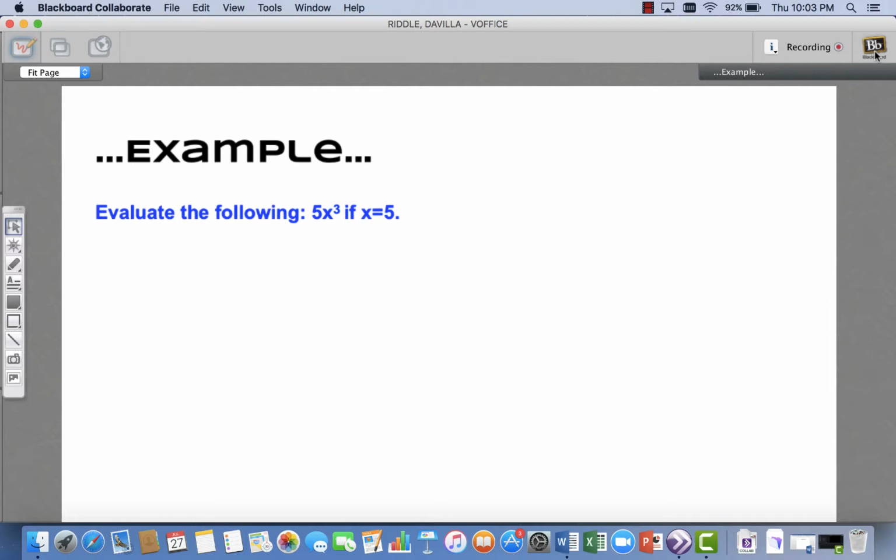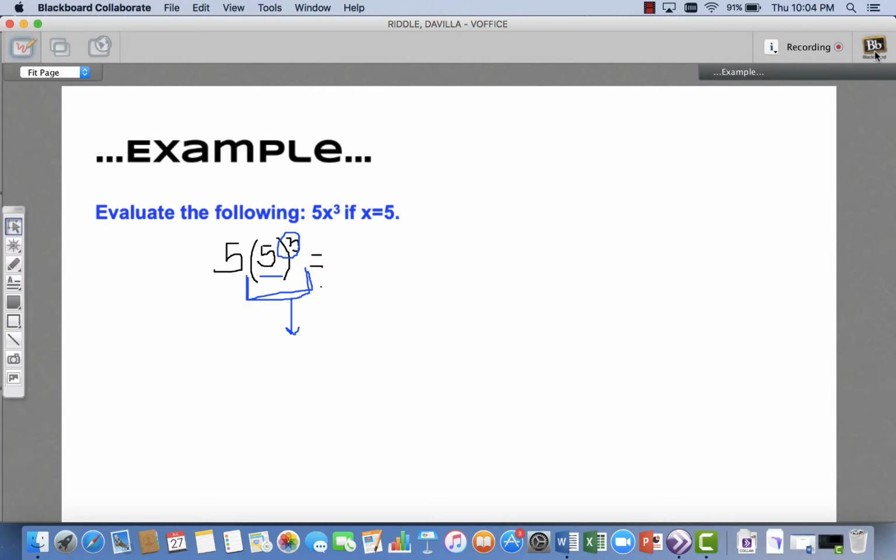So now we have an example. Evaluate the following: 5x cubed if x is equal to 5. The first step is to plug 5 in for x. We plug in 5 wherever we see x, and we are going to cube that. So first, let's solve this right here, 5 cubed. As we mentioned previously, 5 is the base and 3 is the exponent.